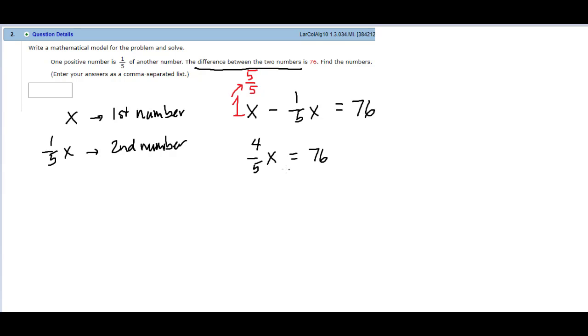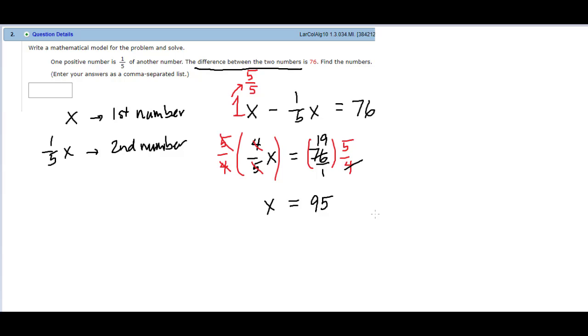Then to solve this equation, we multiply both sides by the reciprocal of that fraction. So I'm going to multiply by 5/4 and multiply by 5/4. And 5 cancels 5, 4 cancels 4. So on the left hand side, I have x. And over on this side, 4 is in the denominator. This is like 76 over 1. 4 goes into 76 19 times. And 19 times 5 is 95.